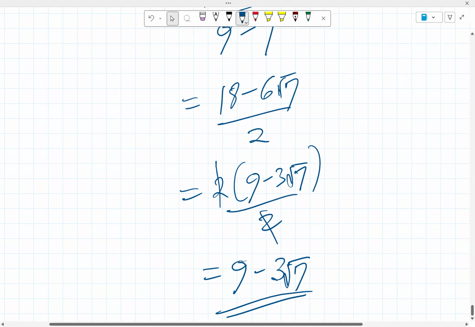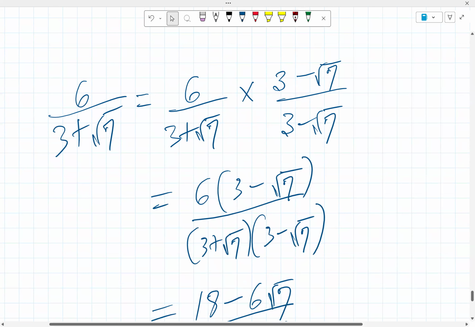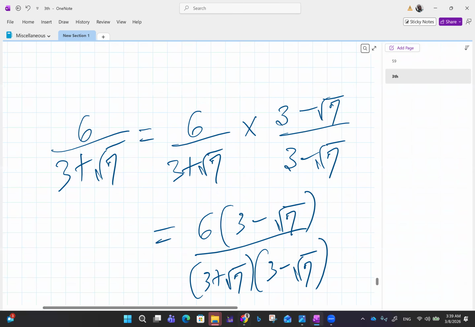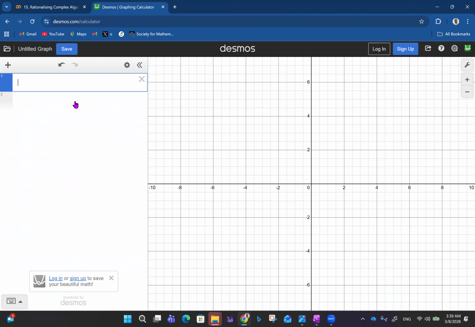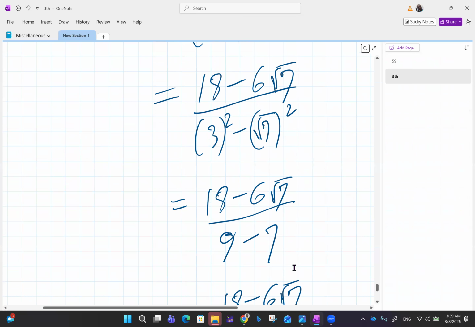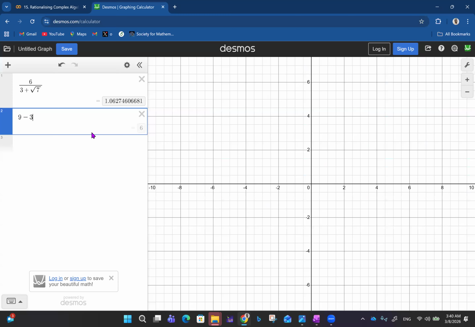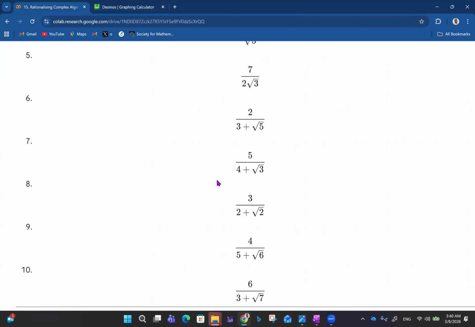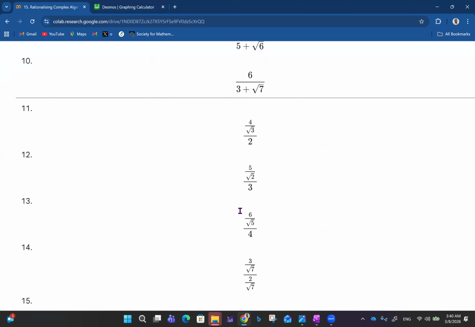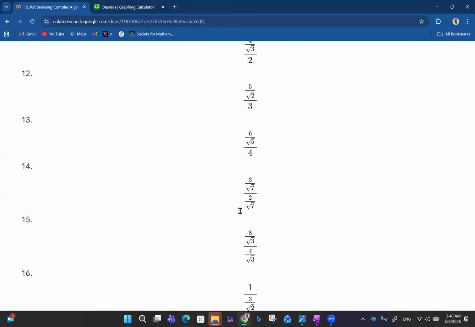Then for me, I always like to be sure I got the whole thing right. So I always want to double check to be sure. So 6 over 3 plus root 7. Okay, so I'll come to decimals. 6 divided by 3 plus square root 7 gives us 1.06 something something. Then we come back here and check the last thing we got to be 9 minus 3 root 7. So that's 9 minus 3 square root of 7. So exactly the same thing. So we are good to go. So that's question 10.